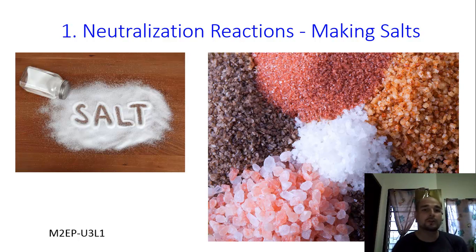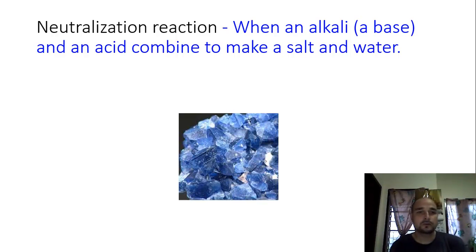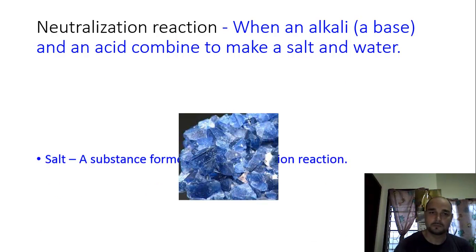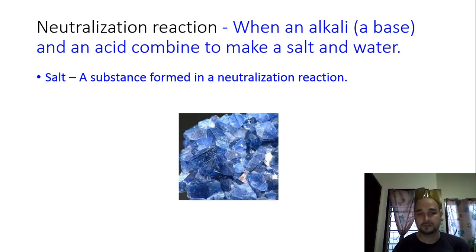Alright, so we have 3 different types of reactions that you're going to learn about today. Number 1 is a neutralization reaction, and neutralization reactions make salts. A neutralization reaction is when an alkali, a base, and an acid combine to make a salt, and they also make water. Okay. A salt is a substance formed in a neutralization reaction. And there's a nice picture of salt crystals.